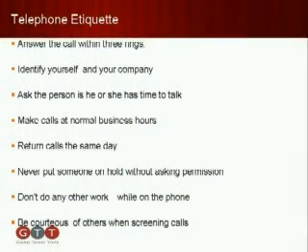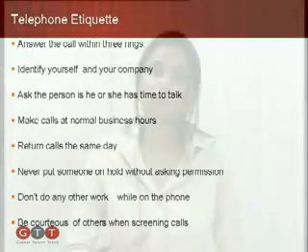Be courteous of others when screening calls. It's very important. If the call is not for you and if it is for another department, even then it is your responsibility that you are polite to the person and you help and you assist. Ensure that you give the other person the department's phone number and transfer the call. So these are certain telephone etiquettes that we should follow on a daily basis.